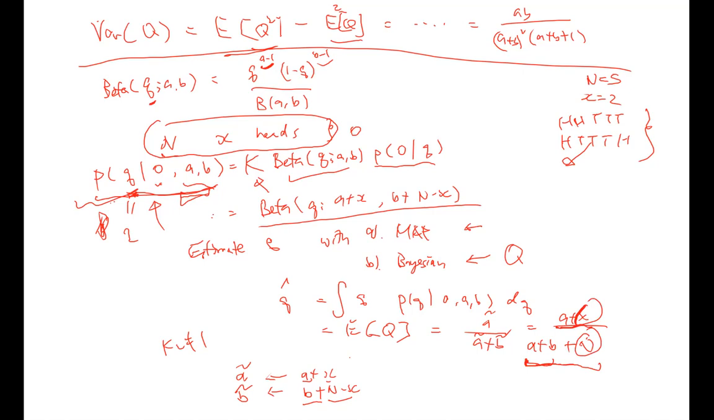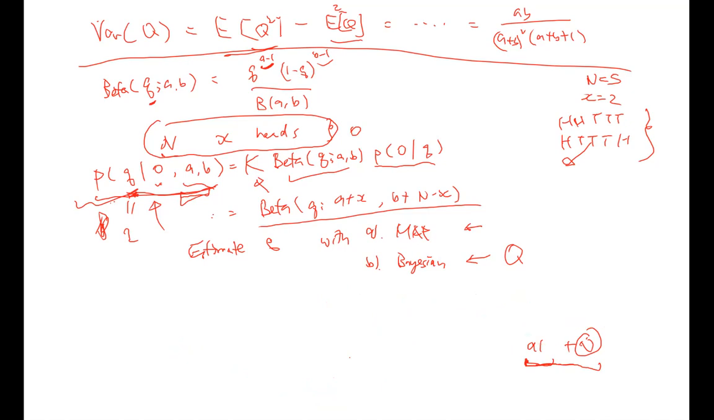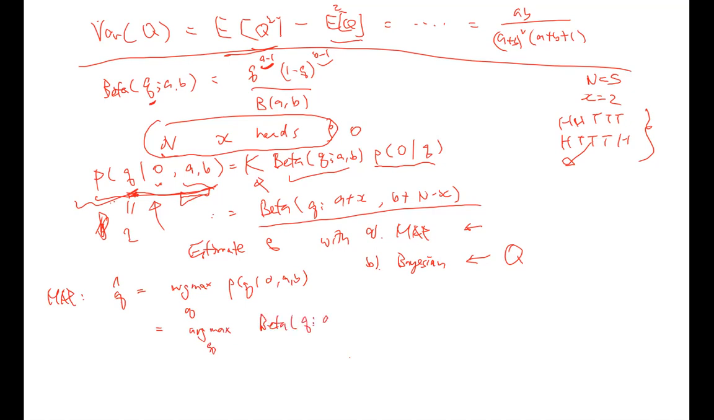For the MAP estimate, how do I do it? I should find the Q hat, so this is for MAP here, for the argument that maximizes P of Q given the data, A, B. So this would be something like the argmax of beta of Q; A plus X, B plus N minus X. Meaning that I need to find the mode of this beta distribution here.